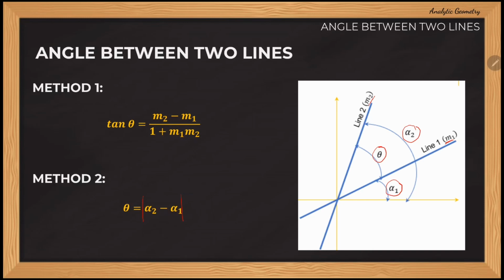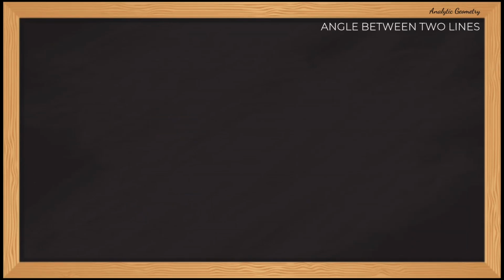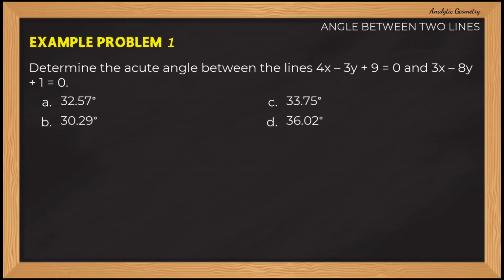Okay, sige, so para mas maintindihan natin guys yung paggamit nitong dalawang methods na ito, let us solve an example problem. So let us now solve this problem. Determine the acute angle between the lines 4x minus 3y plus 9 equals 0 and 3x minus 8y plus 1 equals 0. Okay, so nandiyan yung ating mga choices.